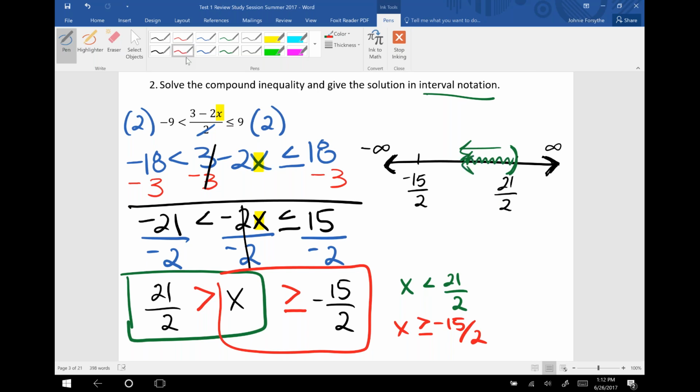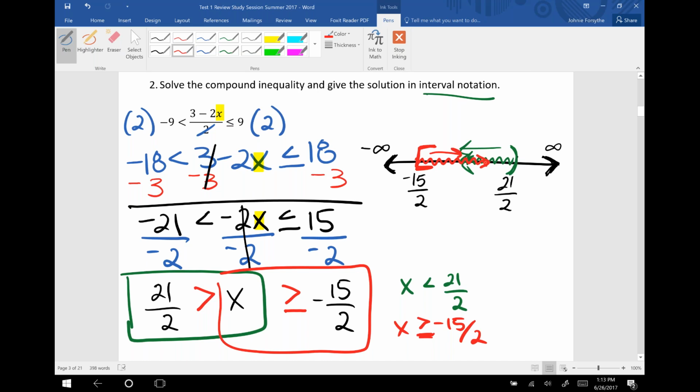Let's look at the red one. So we have x is greater than or equal to -15 over 2. So here's -15 over 2. We are including that because it's greater than or equal to, so we're going to use a bracket to represent that we are including this. And all of our values greater than are going to be to the right, going in this direction.